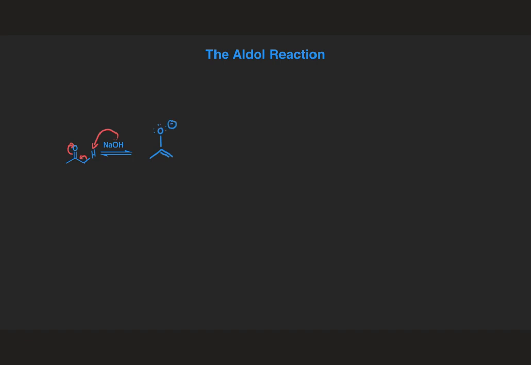Now remember that enolates are resonance stabilized, so there is another less important resonance structure to this intermediate, and we can draw it down here, where the negative charge is centered on carbon rather than oxygen. Once we've generated the enolate, we're going to use a second ketone or molecule of acetone as the electrophile.